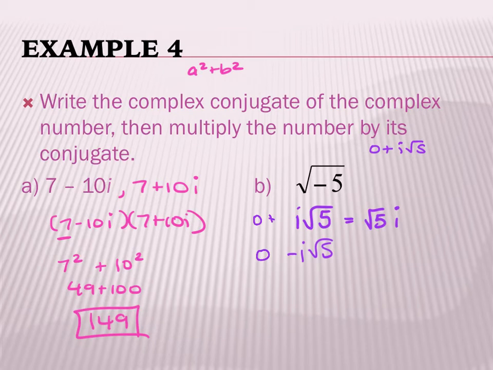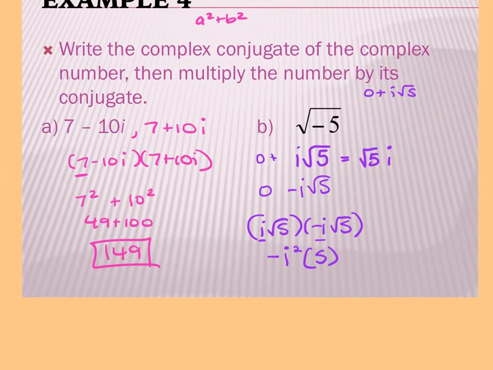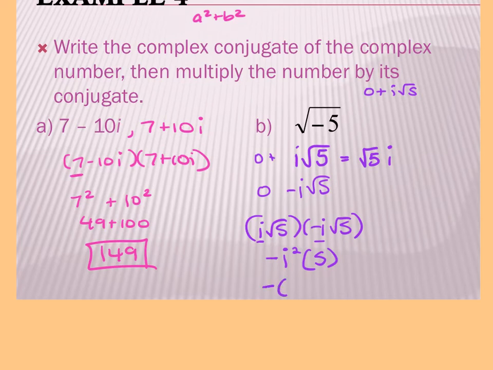Exactly. So if I multiply these together, I get i root 5 times negative i root 5. I'd get i times negative i squared, and root 5 times root 5, which is just 5. Negative 1 becomes a positive 1, and this is just 5.